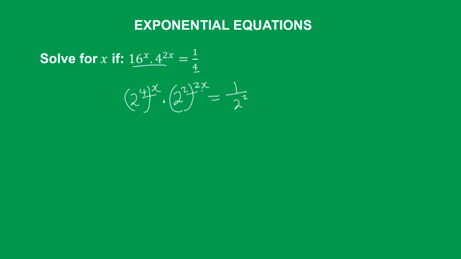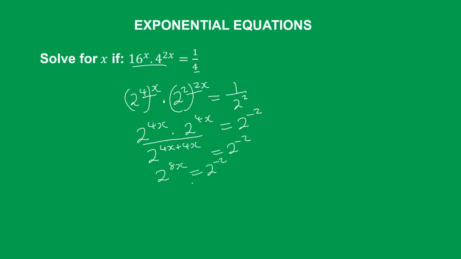Raising a power to a power, we multiply exponents. 2 to the power 4x times 2 to the power 4x is equal to 2 to the power negative 2. And then here, we're multiplying powers with the same base, so we add exponents. So it's going to be 2 to the power 4x plus 4x is equal to 2 to the power negative 2. 2 to the power 8x is equal to 2 to the power negative 2.